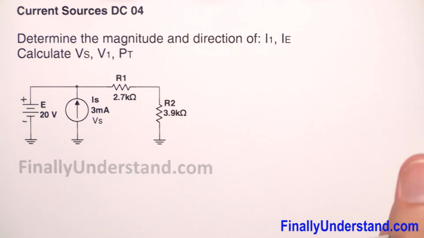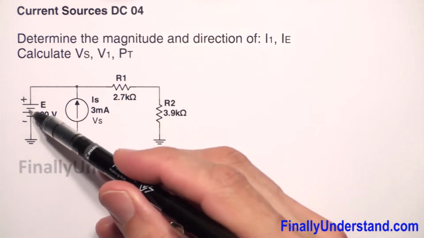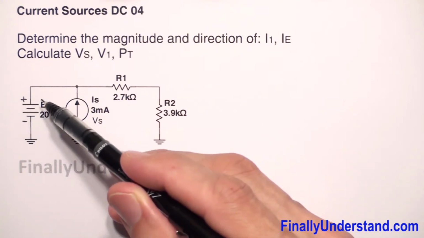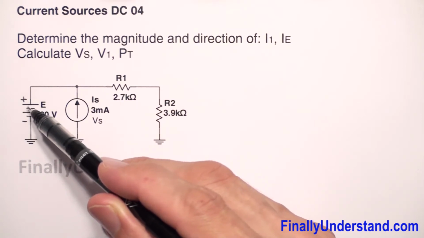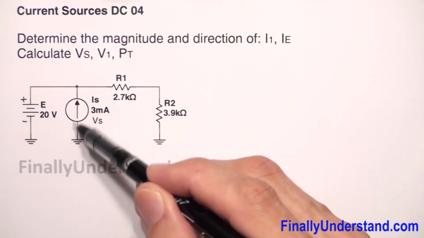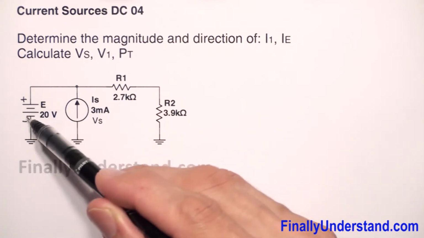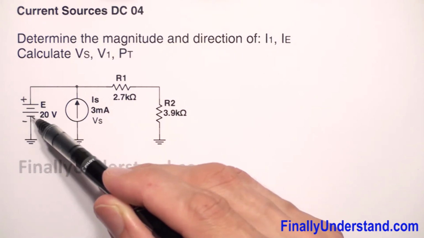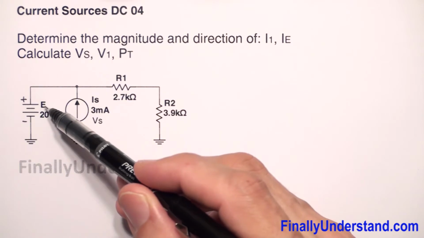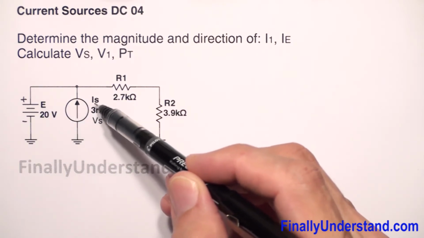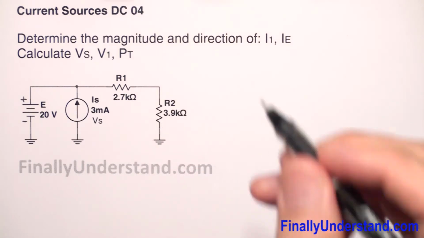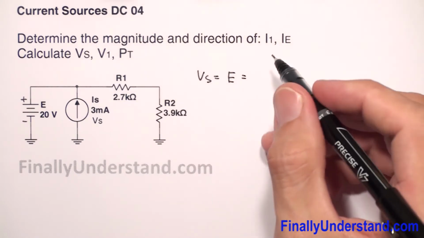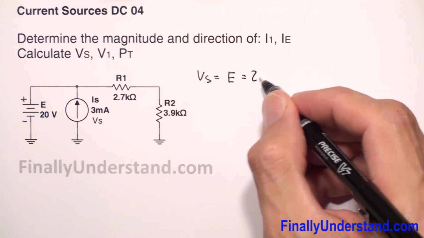So from where we're supposed to start solving this problem? Please keep in mind that we have a voltage source. This is my positive terminal, this one is my negative terminal, and the voltage source is connected directly across my current source. So when we have a parallel circuit and we have voltage already, it means the voltage of my voltage source E is going to be equal to the voltage across my current source. That's why I'm going to write that my Vs is equal E, and this is equal 20 volts.